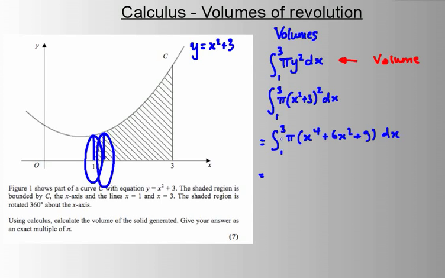The pi can be inside or outside the integration. It's just a multiplier. I'm going to leave it inside for the moment, and let's do our integration. So up the powers and divide. 6 divided by 3 gives us 2, and 9 becomes 9x, and that between 1 and 3.